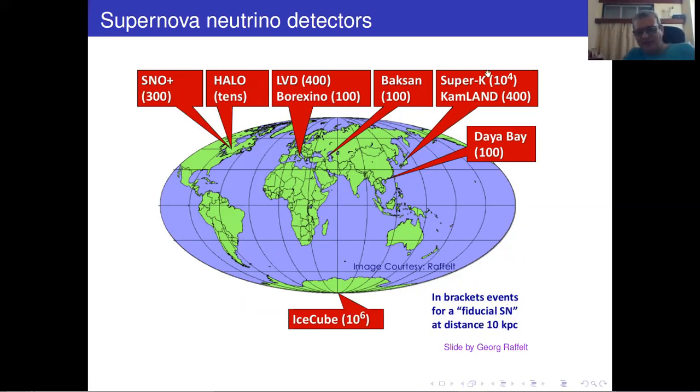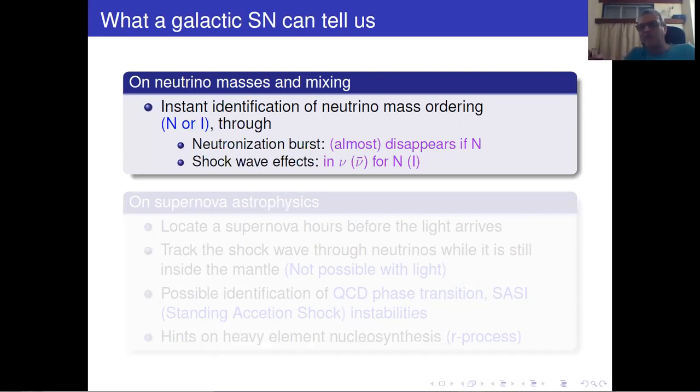As you see, Super-Kamiokande will see about 10 to the power 4 events, and that is the largest. There are many small detectors that will see about 100, or a few hundreds or tens of events. IceCube, which is at the South Pole, will see about 10 to the power 6 events. There's a slight difference between what IceCube sees and what other detectors see. IceCube will not be able to see each neutrino separately. However, it will be able to determine how many neutrinos have arrived. So we are now in a reasonable position to make the most out of neutrinos that come from a supernova. What will a galactic supernova tell us?